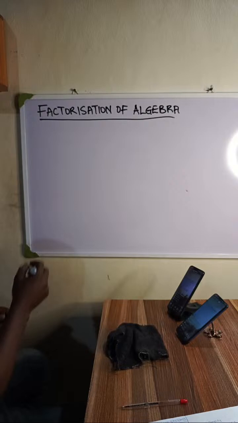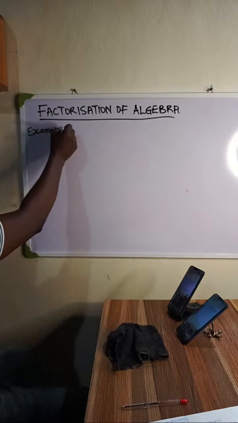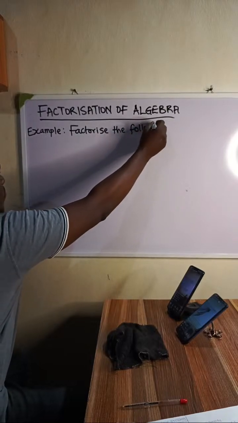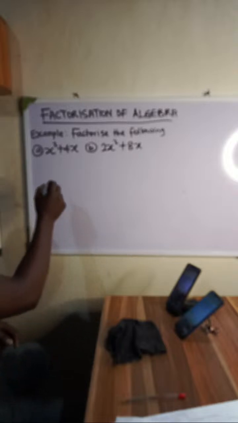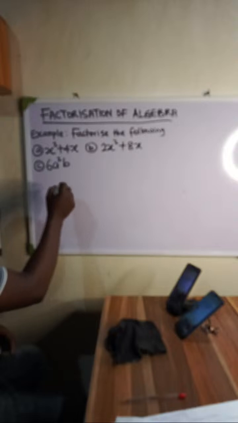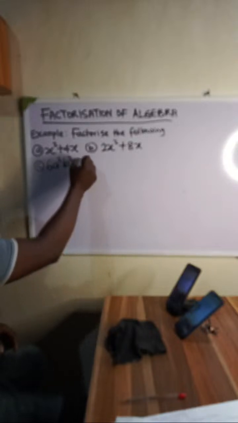Example, factorize. We're going to start with something very easy. a, factorize x squared plus 4x. b, 2x squared plus 8x. c, 6a squared b cubed plus 12a to the power of 4b.